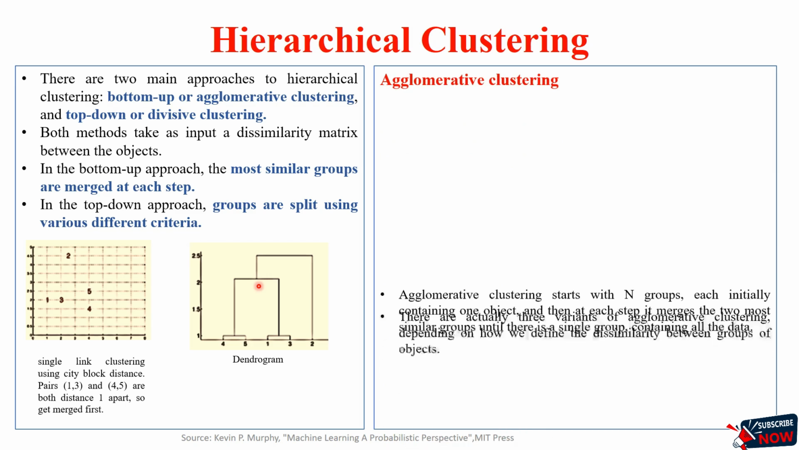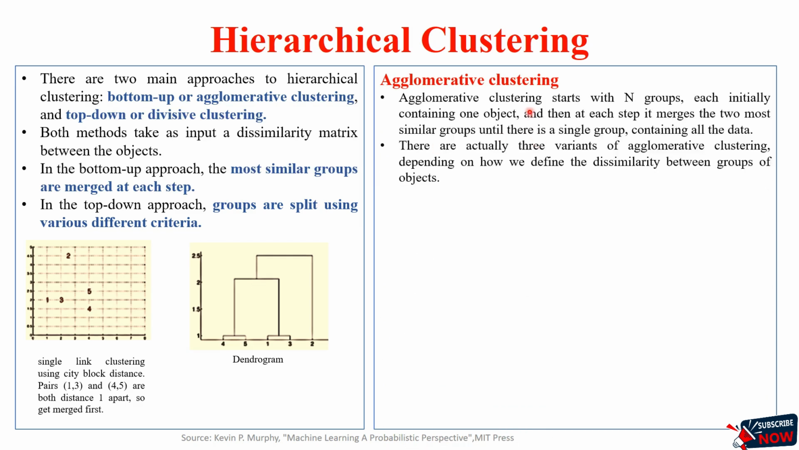Now agglomerative clustering. Agglomerative clustering starts with n groups, in which initially there will be one object each, and at each step we merge the two most similar groups. We proceed until there is only one single group. There are actually three types of agglomerative clustering, depending on how we define the dissimilarity between the groups of objects.